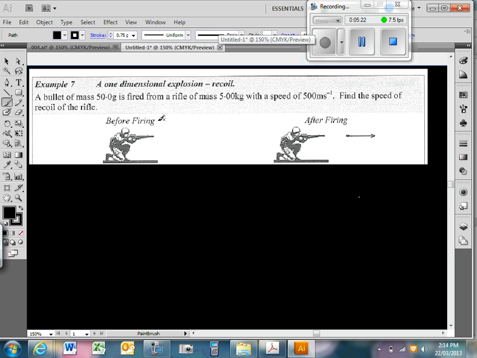So before firing, here's our system. It's the bullet and the gun system. And after firing, still the bullet and the gun system. They give you the masses, and they give you the speed of the bullet afterwards. What's the speed of recoil of the rifle? What does the rifle do? It goes left, of course, or it goes towards or to the west, or towards the person who's firing the weapon. How do you calculate this?